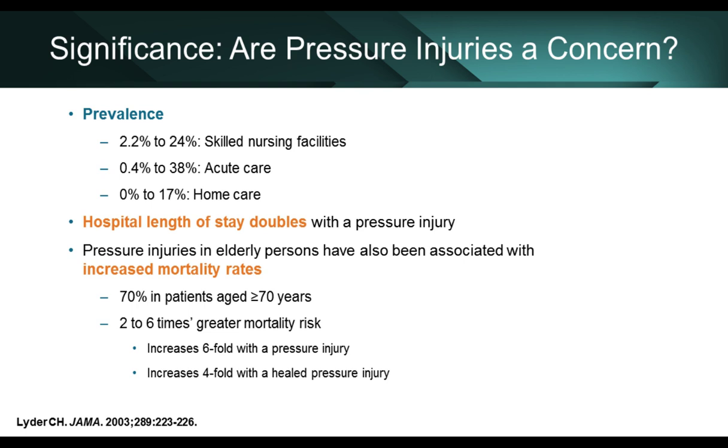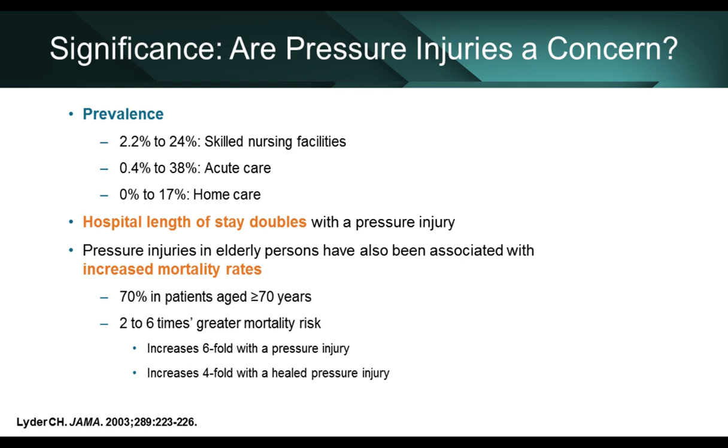You can see skilled nursing facilities, acute care, and home care. It's across the board. Oftentimes we blame our long-term care, post-discharge facilities, but you can see here from this data, acute care sometimes has risen. The length of stay was found to double in one study by Price when there was a pressure injury involved. And Leiter has documented that pressure injuries in the elders have been associated with increased mortality rates.